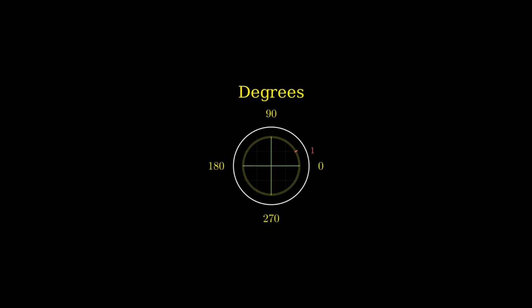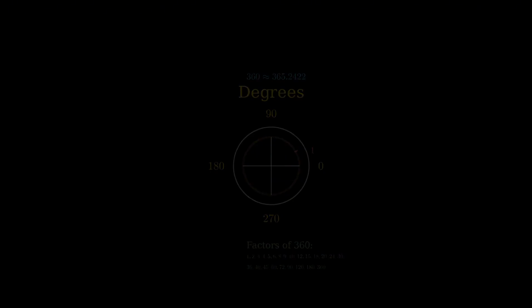This choice traces back to ancient Babylonian astronomers, who used a base 60 number system and found 360 convenient because it matched roughly the number of days in a year and divided evenly by many numbers. So a right angle measures 90 degrees, a straight angle measures 180, and one full rotation measures 360.